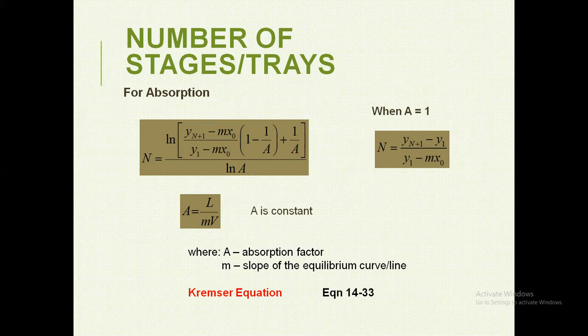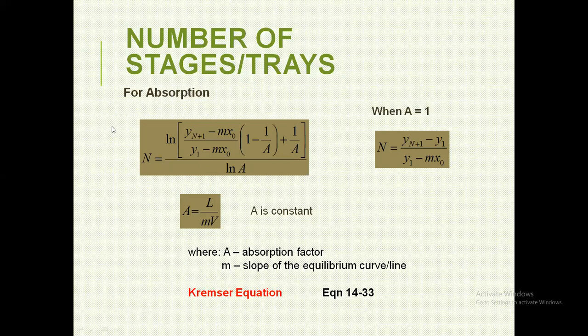Then you'll be using the Kremser equation. The Kremser equation is found in your handbook in equation 14-33, section 14. Now, in this equation, you will have the A, which is the absorption factor. In terms of the graphical interpretation of the formula, it is the ratio of the slope of the operating line, in this case for gas absorption, divided by the slope of the equilibrium line. So the ratio of the two slopes is the absorption factor.